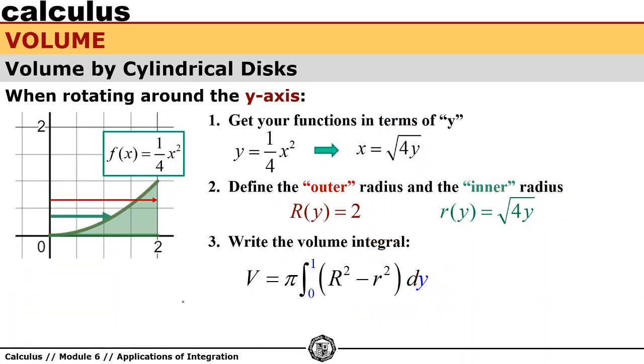In following through here, we're going to plug the 2 in for big R. We're going to plug in the square root of 4y for little r, and that's going to end up being 4 minus 4y in the integral. When you do all that, you get a very nice answer here. You'll get 2 pi for your volume.